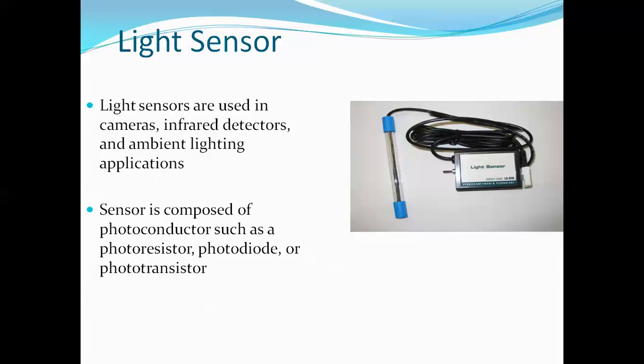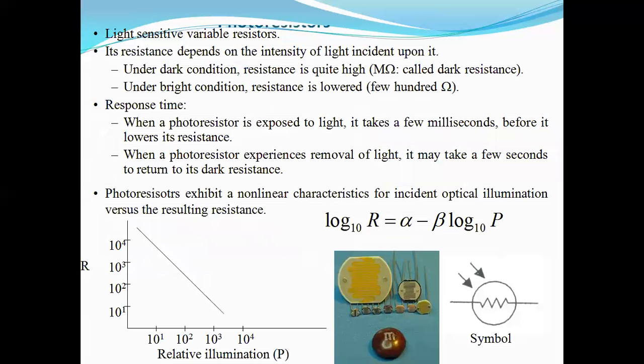We are moving on to the light sensors: how the light sensors are utilized in mechatronic systems, where they will be utilized, and how the detection process gets done. Let us have a look over these light sensors. These are used in cameras, infrared detectors, and ambient lighting applications. Basically, they are composed of a photoconductor such as photodiodes, transistors, and resistors.